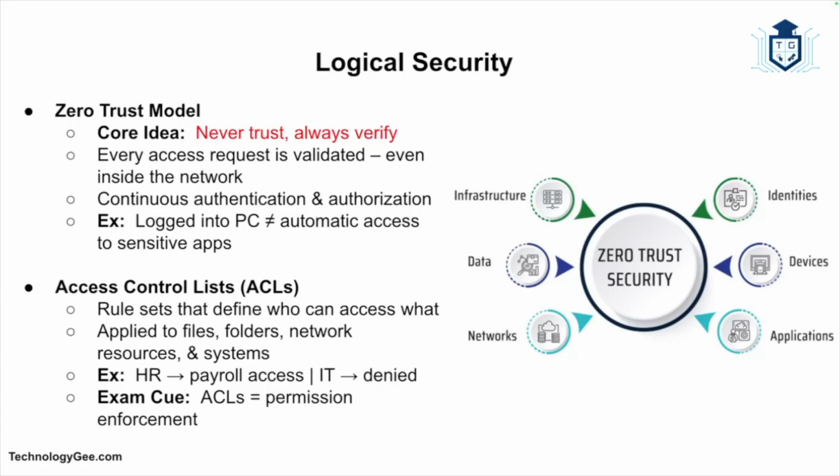We also have access control lists, and ACLs are rules that say who can access what. So for example, the HR group can access the payroll folder, but the IT group cannot. Now, on the exam, just remember that ACLs equal permissions at the file, folder, or network level.